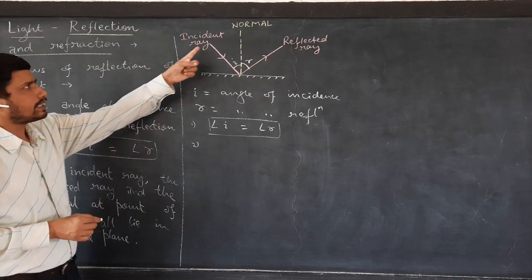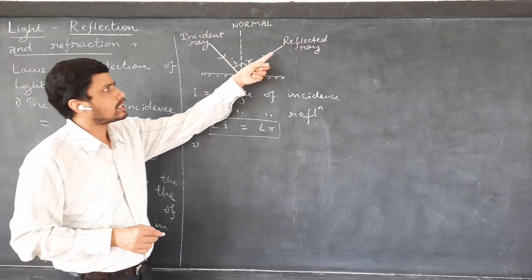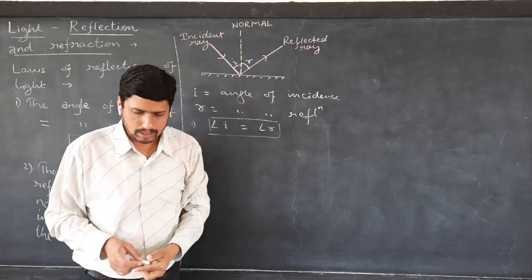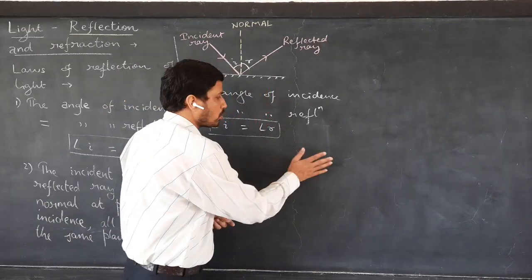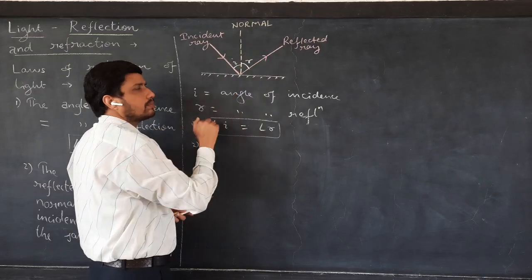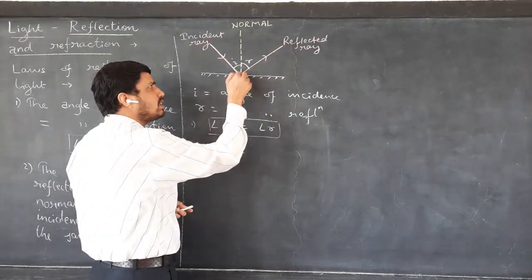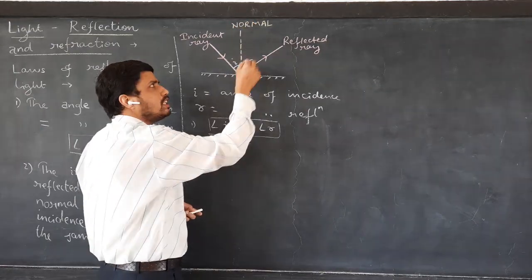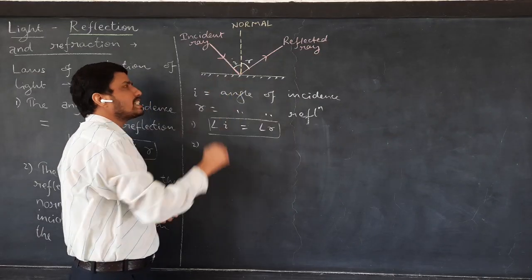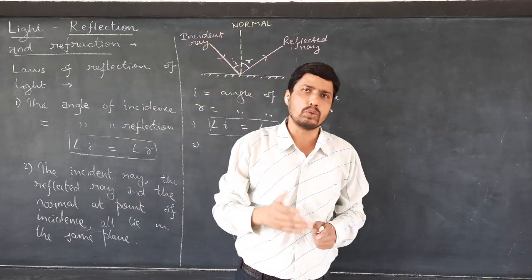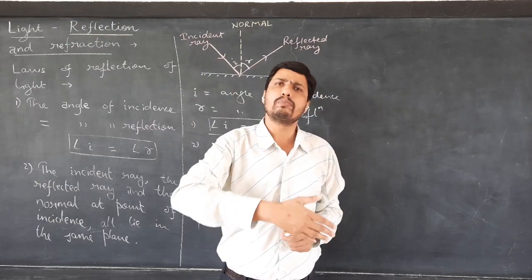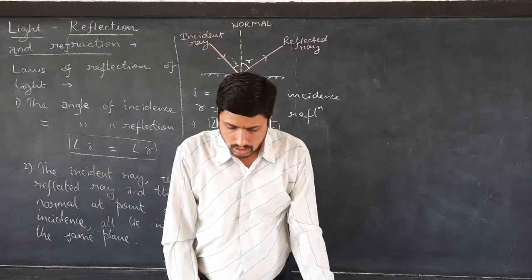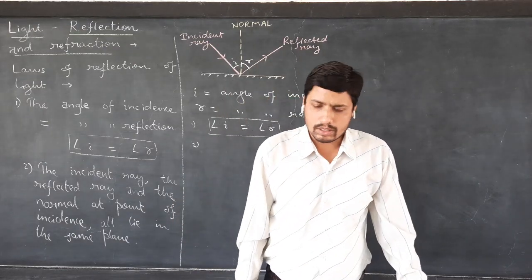The second law says that this incident ray of light, this reflected ray of light, and this normal at the point of incidence, they lie in the same plane. Same plane means, suppose this is the plane of the board. On the plane of the board, I have drawn these three lines. This reflected light cannot leave the surface of the board, because the normal and the incident ray are drawn in the plane of the board. So they will lie in the same plane. That plane can be vertical, that plane can be horizontal, depending upon the situation. Okay, so this is what you already knew.